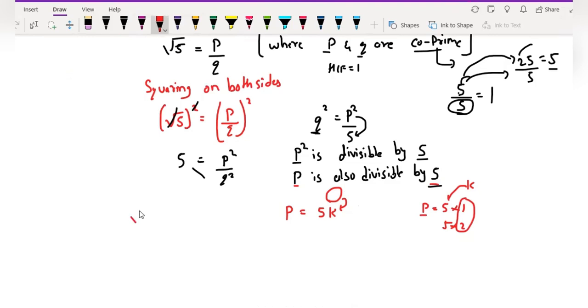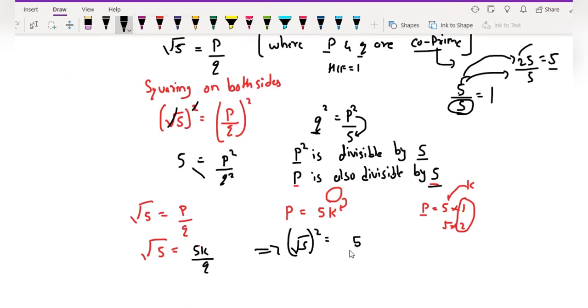In the first step, we considered root 5 is equal to p by q. The same thing we are going to substitute, the p value. We got p value 5k, divided by q. Square on both sides. Same procedure, nothing else. So root 5 whole square is equal to 5k by q whole square. Square and root get cancelled. So what will be remaining?